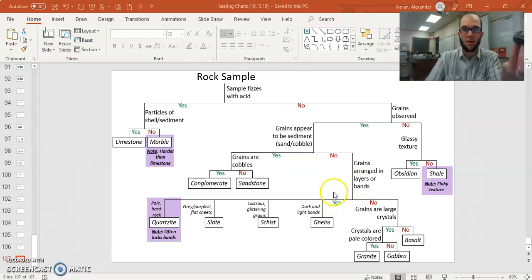There's bands here. And now we're in the same place that we just were when we were trying to figure out the schist. We have much more glittering crystals. So if we look at these four different rocks, we would say that this is gneiss. We have dark and light glittering bands. So these crystals have been squashed, and that's why they're so bright and glittery and pretty.